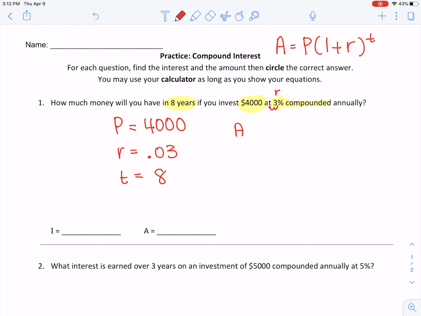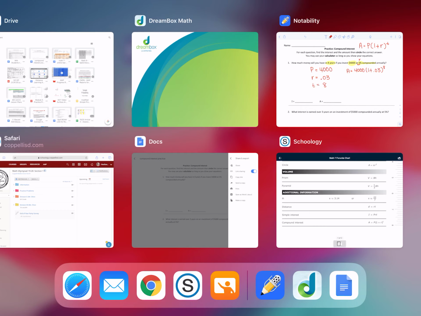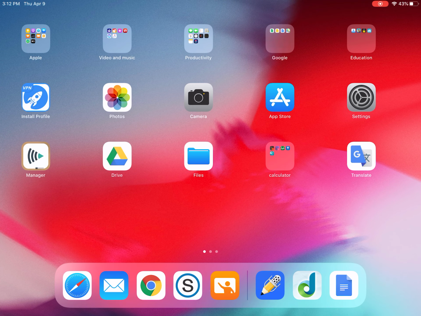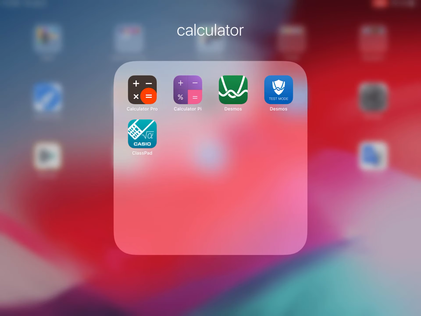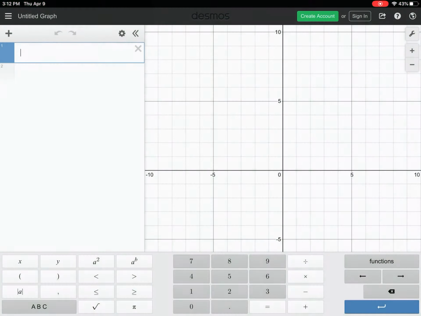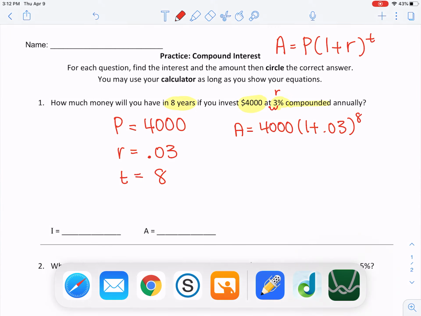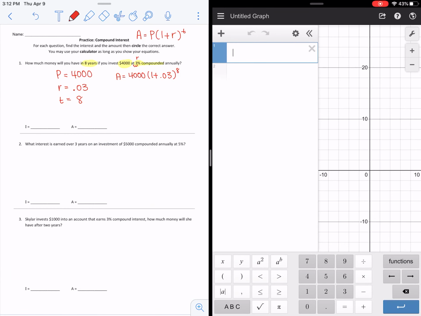So I know that's going to be A equals the total amount, $4,000, parentheses, 1 plus 0.03, close parentheses, to the 8 power. So we do not have to do this mentally. That would take a long time, so I'm going to have you use a calculator. There are many calculators out there, but I'm going to use the Desmos calculator, which is this green icon. And it's very easy for us to have that calculator right beside our equation by putting it in a split screen like that.